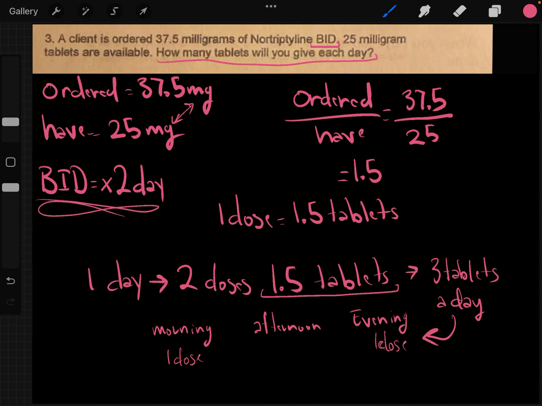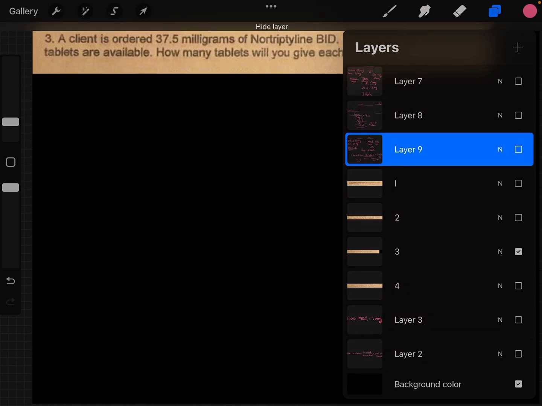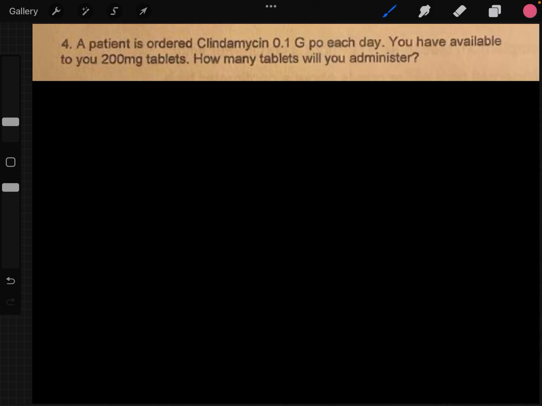And yeah, we have one more question to go over. Okay, I'm going to see if I can finish it in time. Okay. A patient is ordered clindamycin, 1 gram PO each day. You have available to you 200 milligram tablets. How many tablets will you administer?